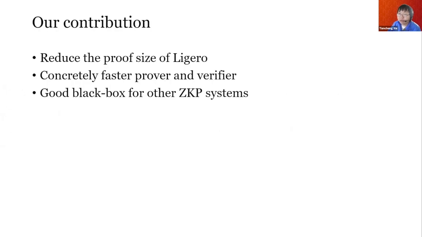Our contribution is to reduce the proof size of Ligero, and concretely we implement Ligero++. Compared to the current open source implementation, we have a concretely faster proof, even though we do some extra work. We also implement Ligero separately, which serves as a baseline for the comparison. And we also plug in Ligero++ as a black box for Libra and Virgo, and we compare it in our paper.